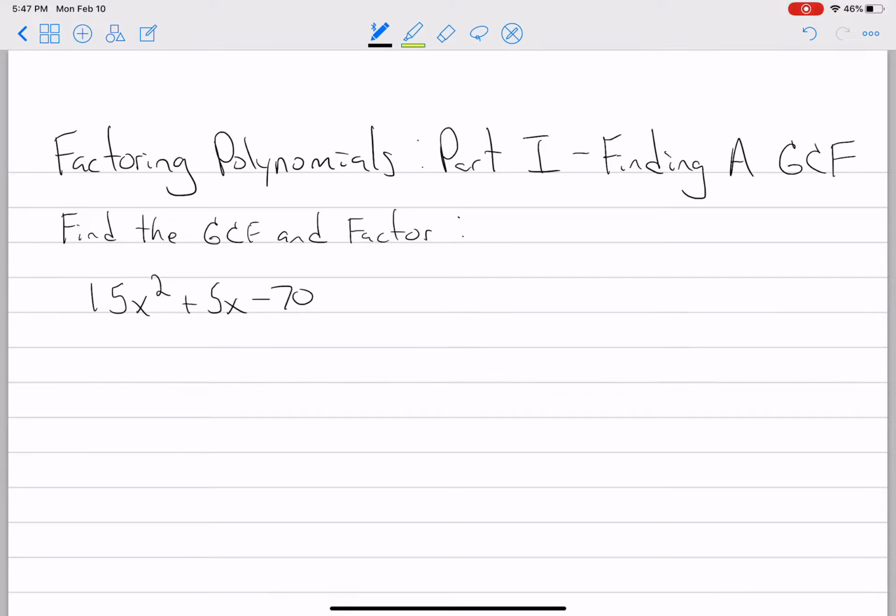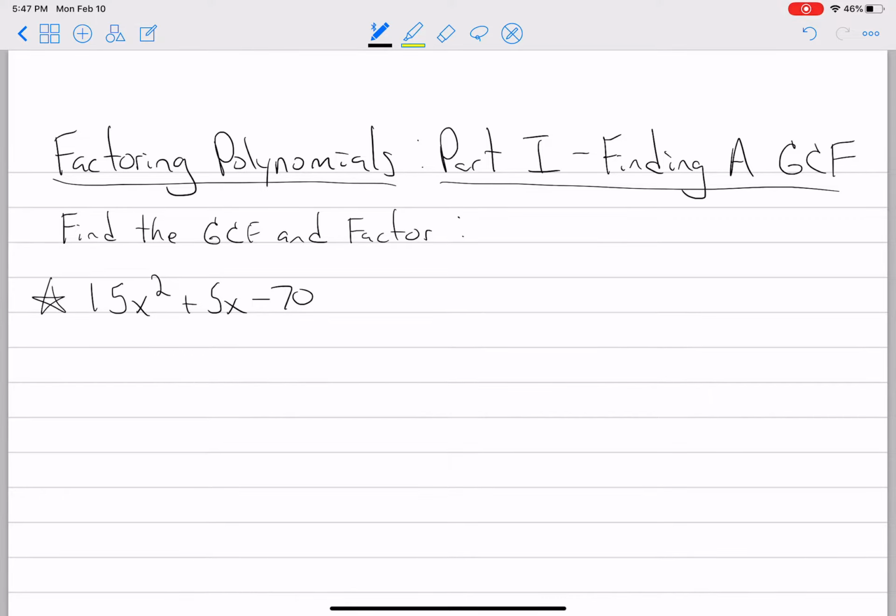2020, Bass right here in these streets, about to do some serious factoring work. Write this down when I'm checking the notes today. I will be looking for the words along with the work. Factoring polynomials part 1, finding a GCF. So you need to find the GCF and factor this right here.